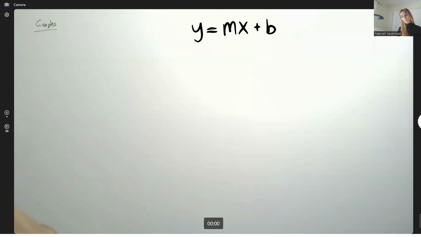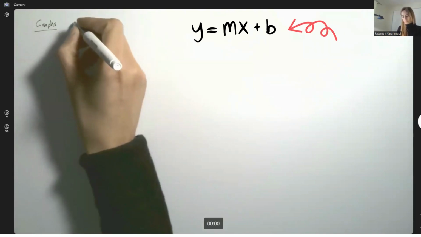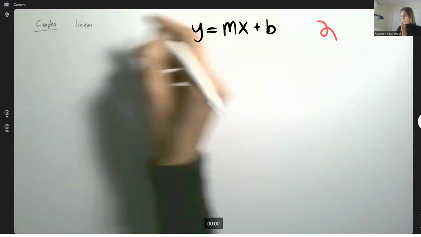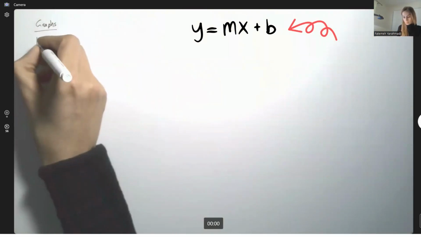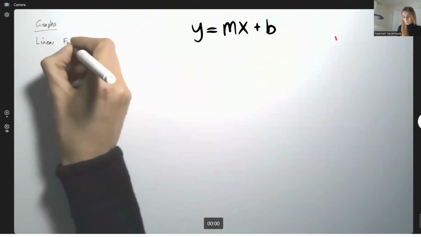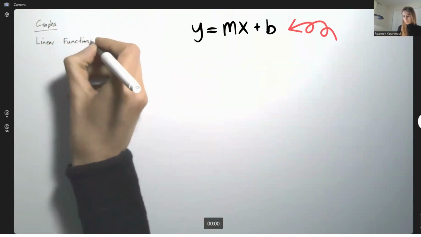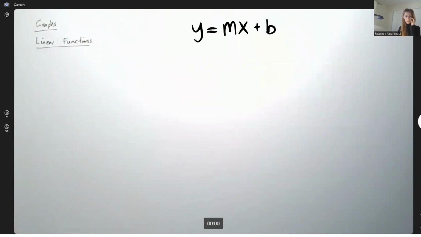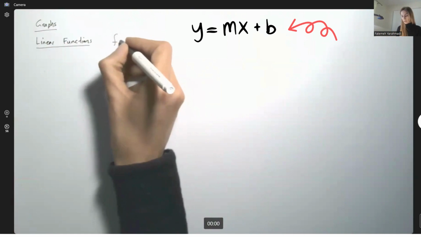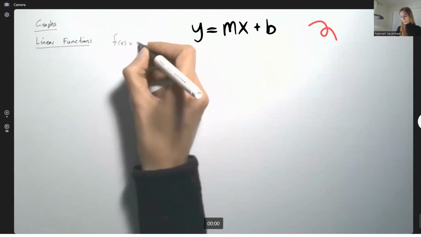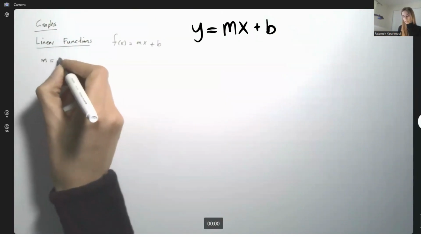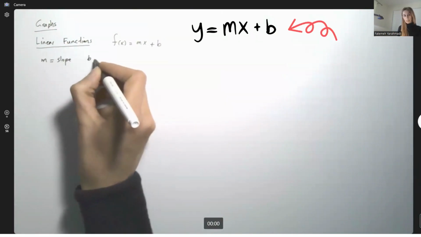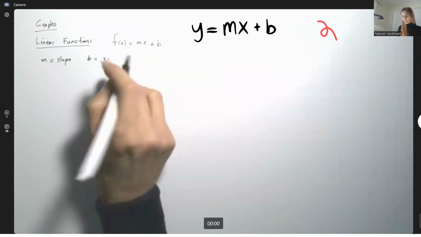So let us begin by talking about graph of linear functions. So remember that we define a linear function in general this way. You say that, hey, f of x is equal to mx plus b. As you remember, m is the slope and b is called the y-intercept.